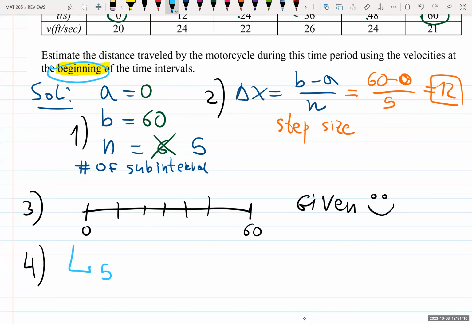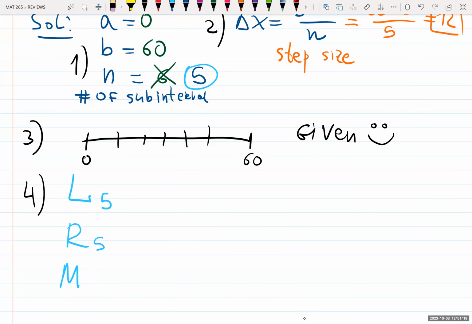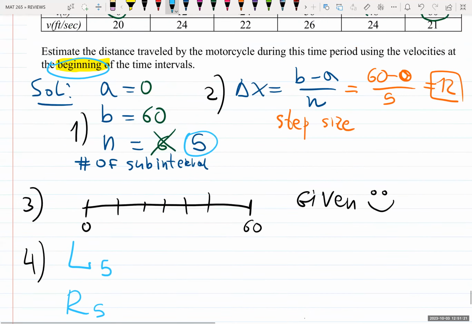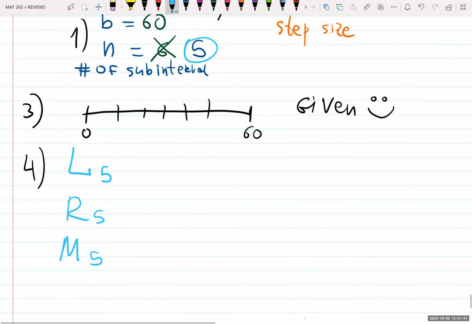L sub 5. How do you know it's 5? Because 5 intervals. Then you can do R sub 5 if they ask you. And you can do mid 5 too, which is always the same idea. That's the one you will have to calculate. What is between 0 and 12? 6. And then you keep adding 12: 6, 18, 18 plus 12, 30. Wow, that took me way longer than it should to calculate this.